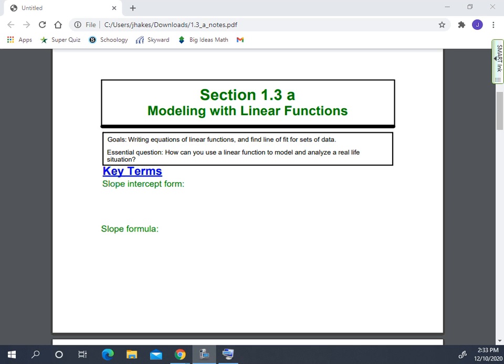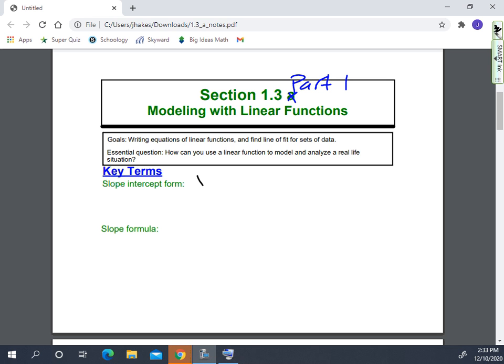All right, section 1.3, part 1. We're going to be shifting gears here a little bit. We're going to be talking about lines. First thing with lines is slope-intercept form. I know you guys have seen this in the past. This might be reviewed to you.